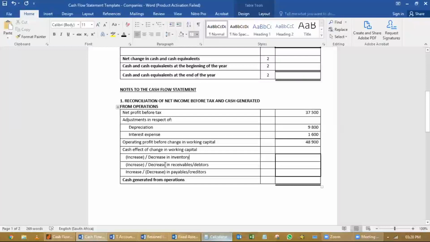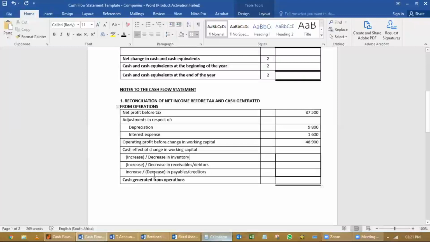All right. And in creditors, as you know, it will be the opposite, because if my creditors increase, it means I bought more stuff on credit. I didn't have to pay them, so I didn't have money leaving my bank account. Therefore, I consider that as an inflow of cash. It doesn't go in brackets.